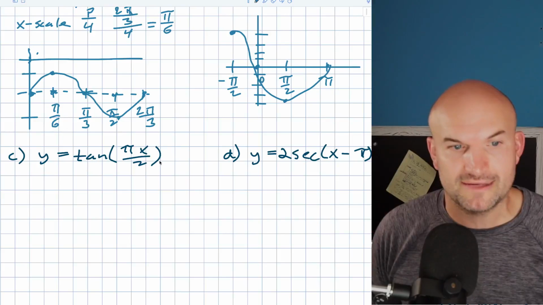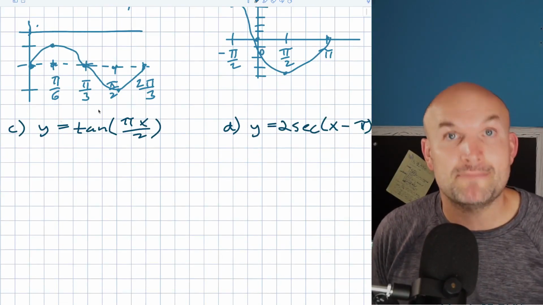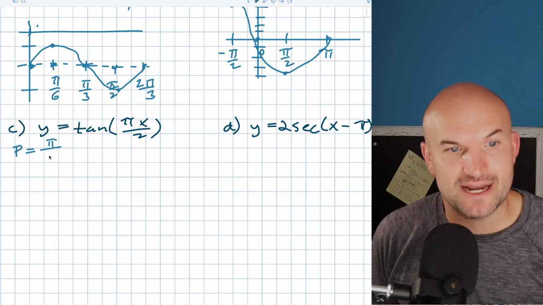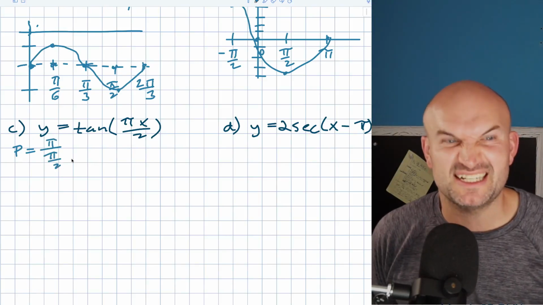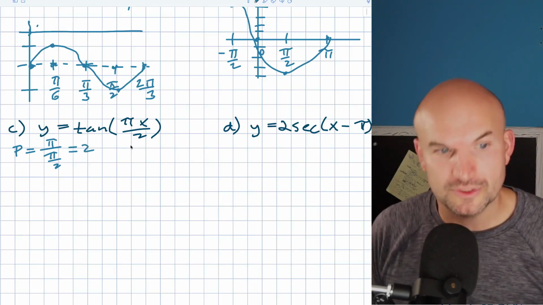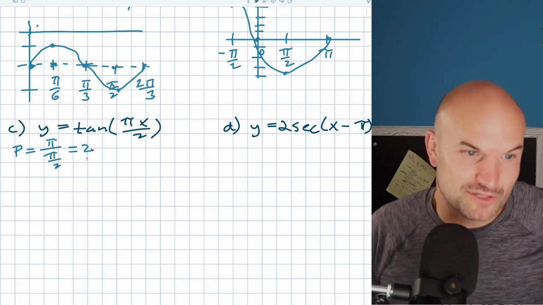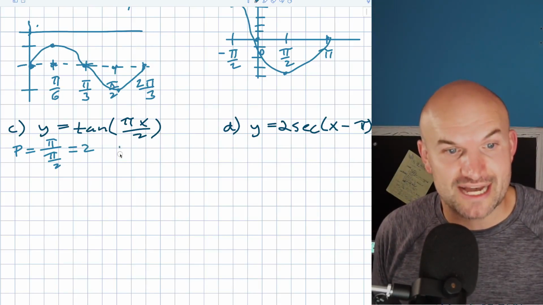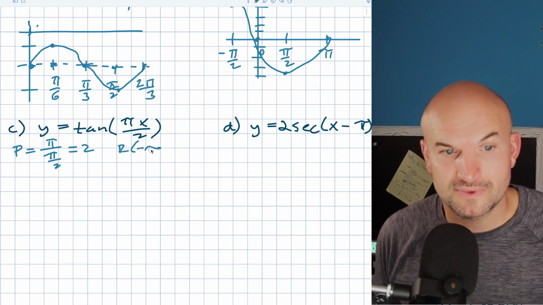Now, tangent is completely different from sine and cosine. The graphs don't look anything alike. The period is now going to be pi divided by b. So in this case, what I have here is pi divided by pi halves. Well, when you multiply by the reciprocal here, you're going to get a 2. So period is equal to 2. There is no amplitude. The range in this case is all real numbers.